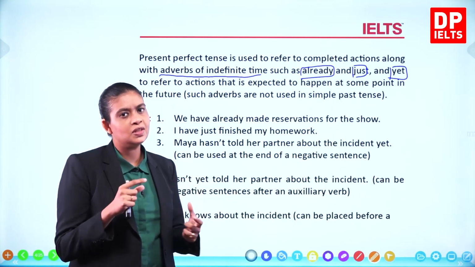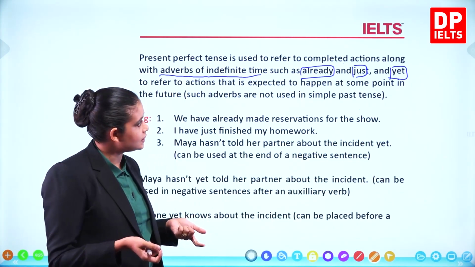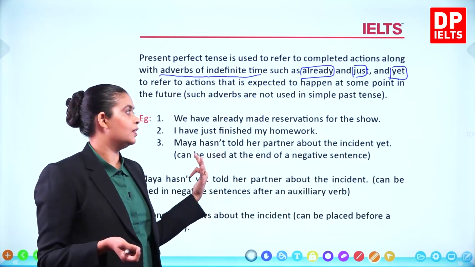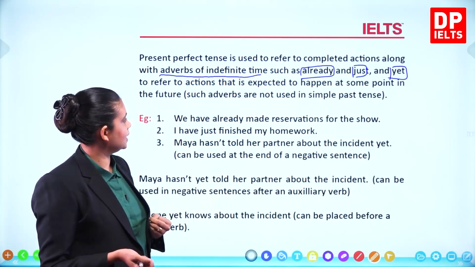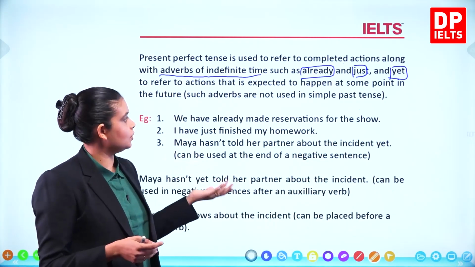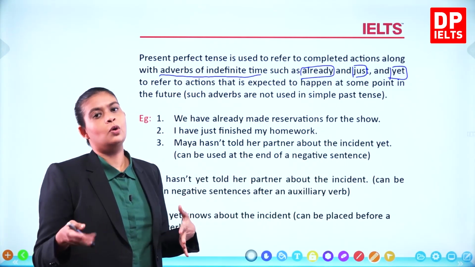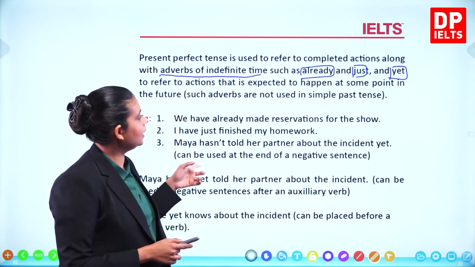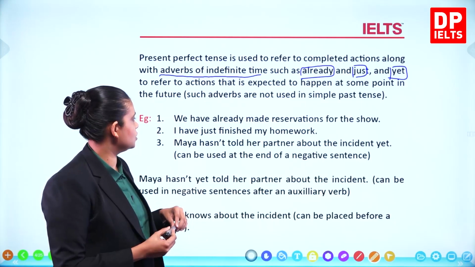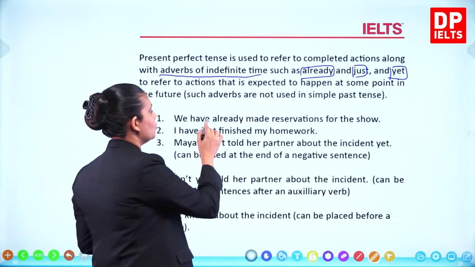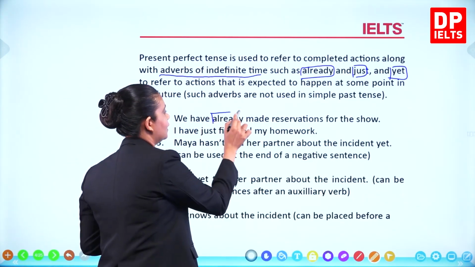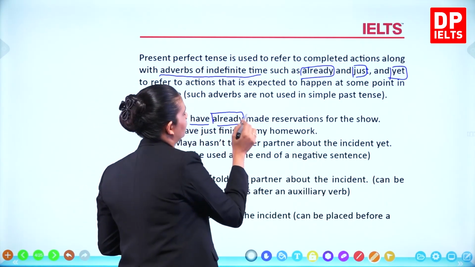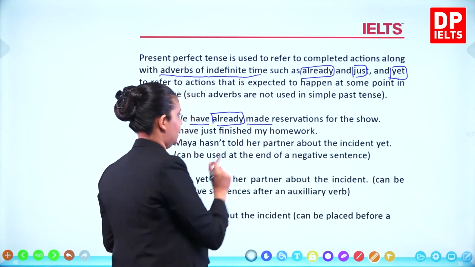So, when you're using frequency adverbs such as already, just, yet, you use them with the present perfect tense. And such adverbs are not used along with the simple past tense. We have already made reservations for the show, right? So when you have the frequency adverb, it is in between the auxiliary verb or the be verb and the main verb.